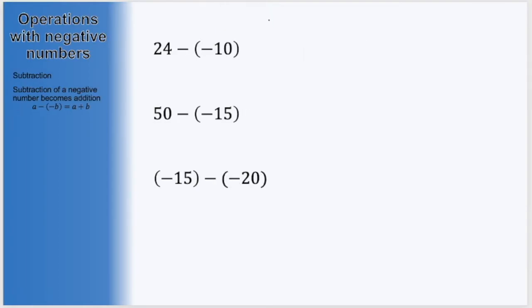Next up, we have subtraction. The subtraction of a negative number turns into addition of the positive version of that number. For some examples here, now consider 24 minus a negative 10. Following our rule, we have 24 minus a negative 10 should turn into addition of 10. Then we can do 24 plus 10, which simply gives us 34.